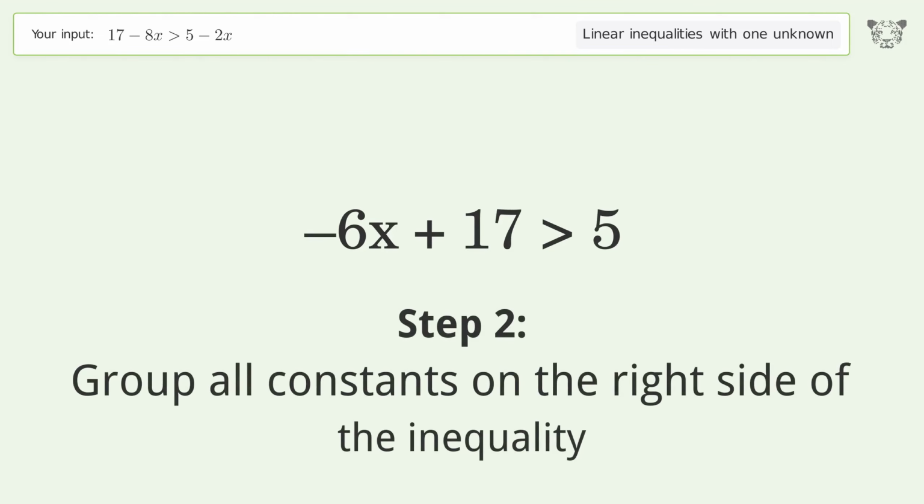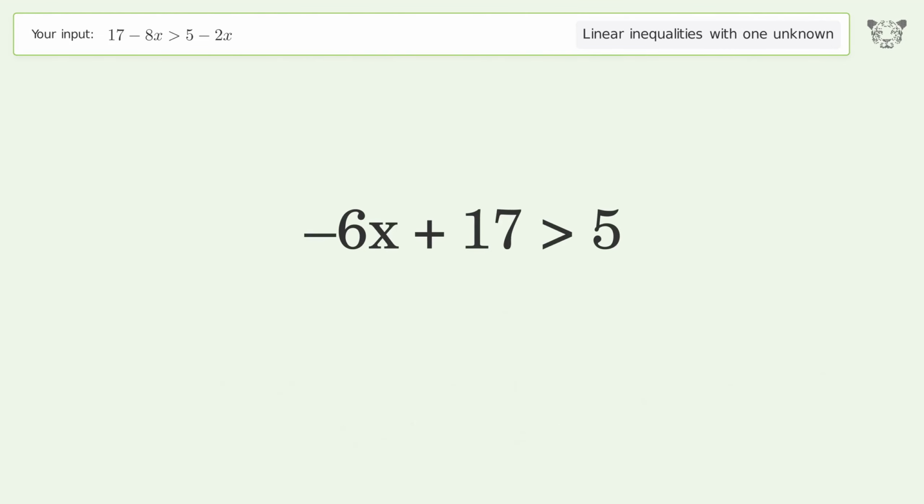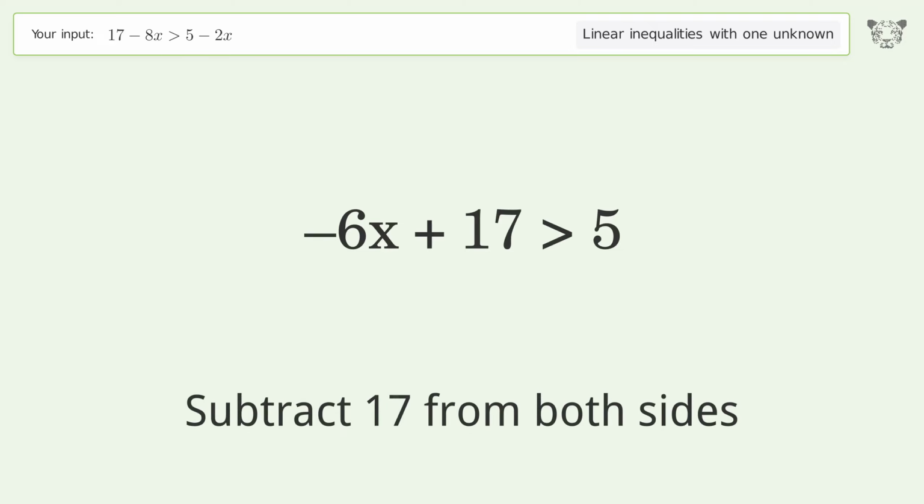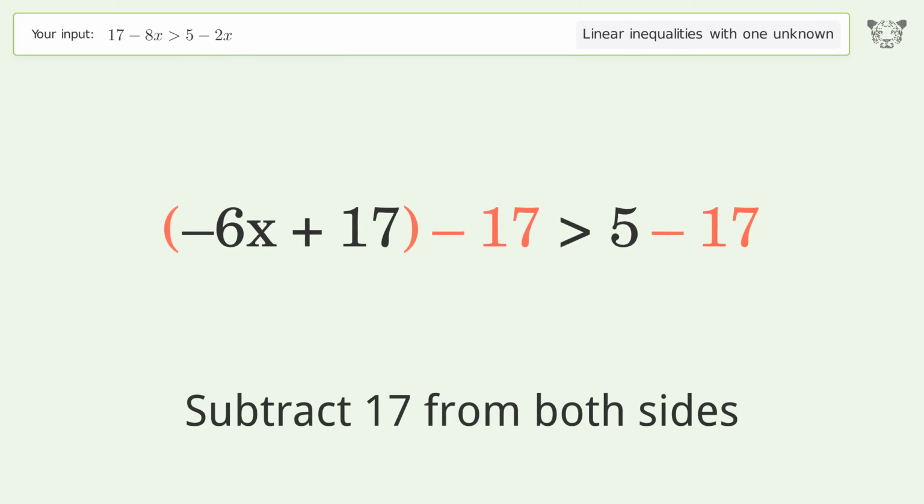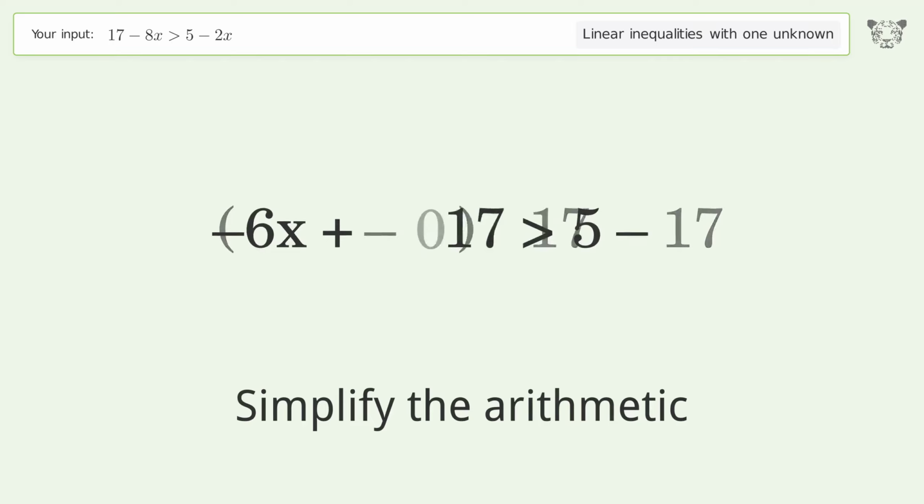Group all constants on the right side of the inequality. Subtract 17 from both sides. Simplify the arithmetic.